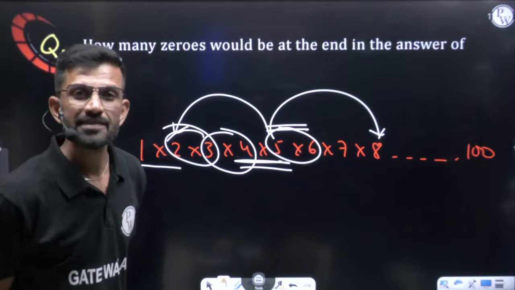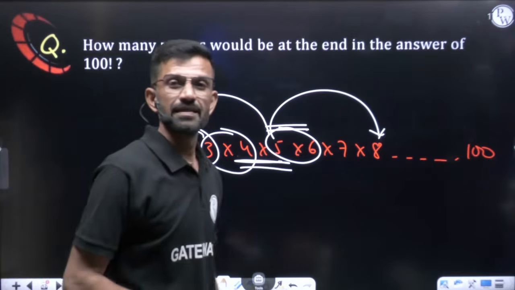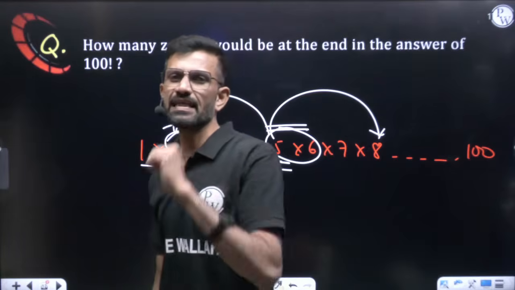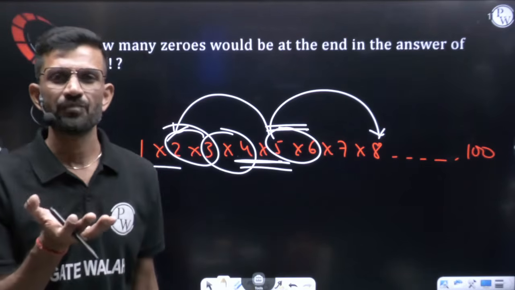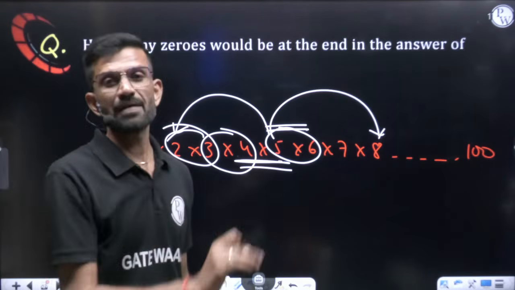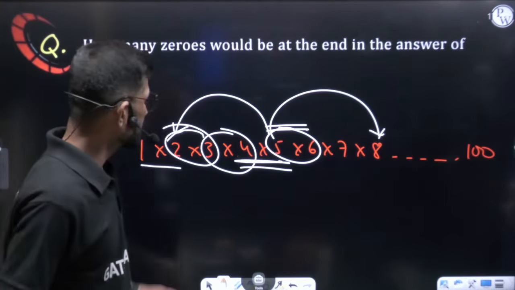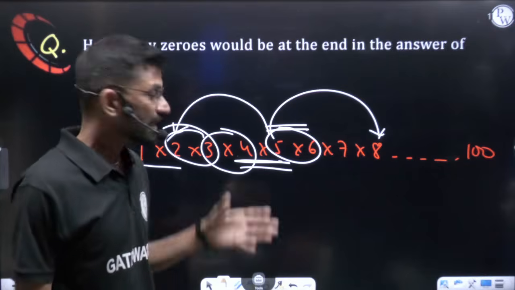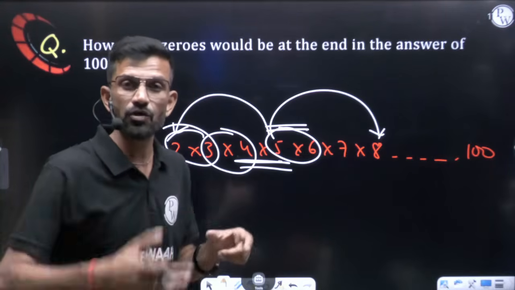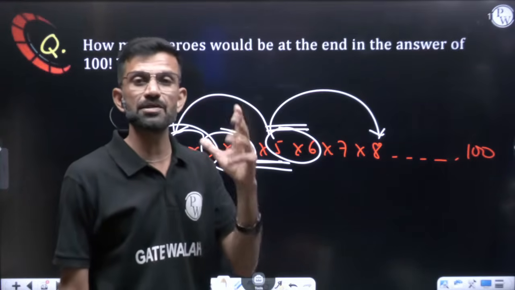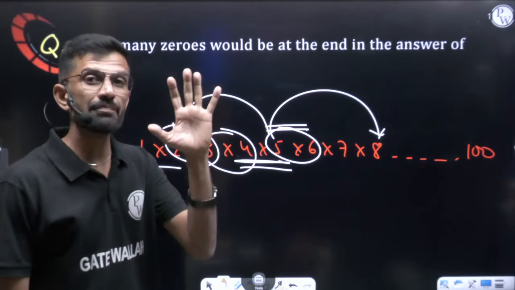5 2s are 10, 0 is generated. What does it mean? It means that whenever 5 is multiplied with any even number, 0 is generated. Now my dear friend, even numbers so many are there. Every alternate number is an even number: one odd number, even number, odd number, even number. Even numbers so many are there, but 5s will be limited.